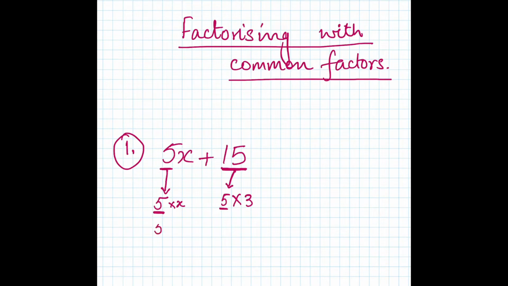So we take 5 common, we put a bracket, and then whatever is remaining goes inside the bracket. So it is x plus 3, right? So x plus 3. That is the basic form of understanding the common factors. Okay, so that is your answer for the first one.